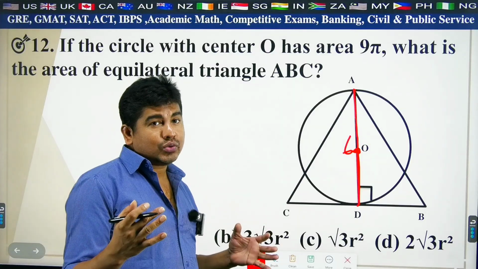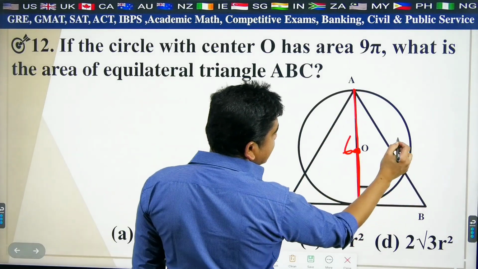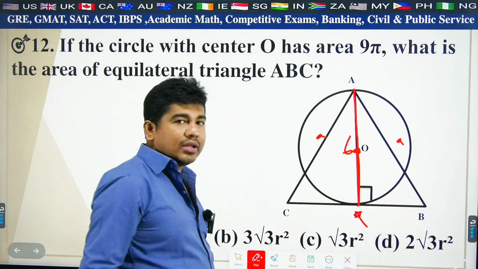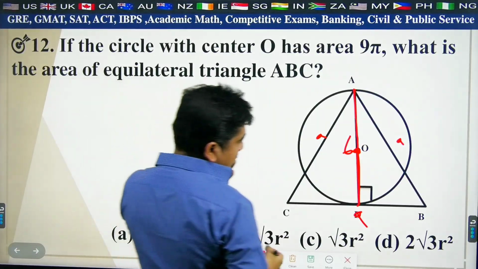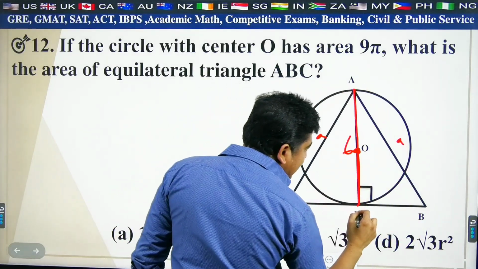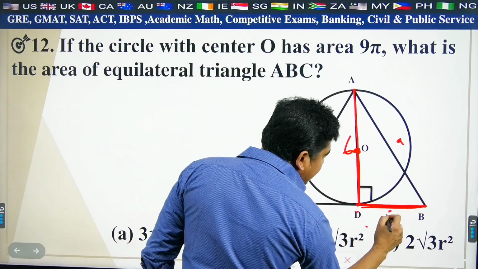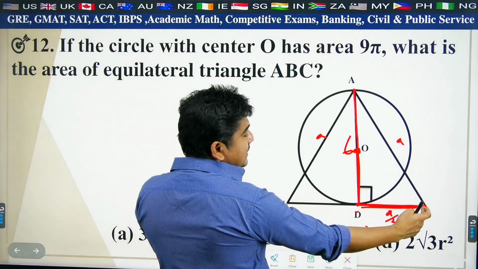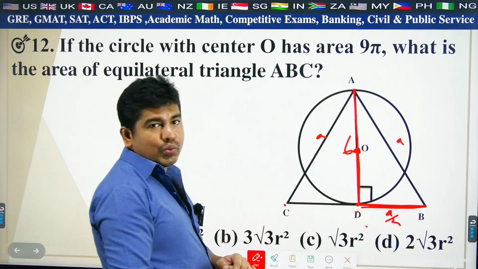You have to find out the value of ABC. Suppose AB equals a, BC equals a, CA equals a. That means the length of each side is a. So the length of DB equals half of a, a by 2. The length of BC equals a, so this is the half of it, DB equals a by 2.